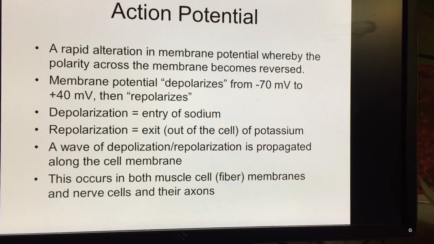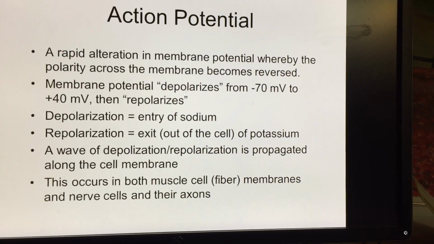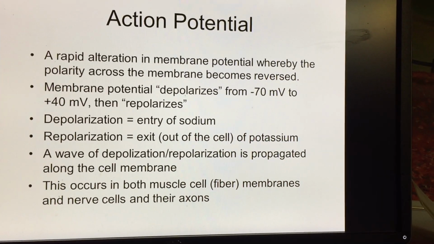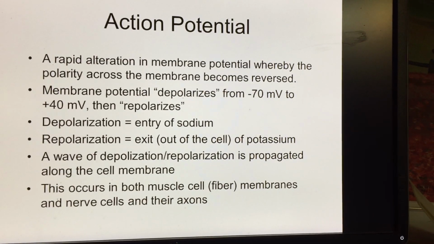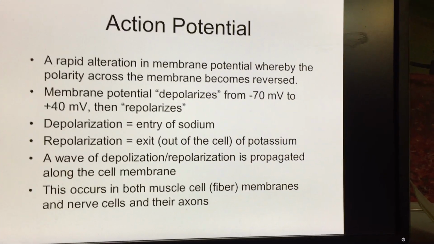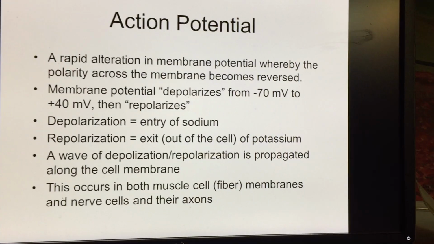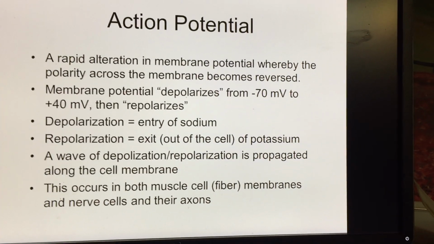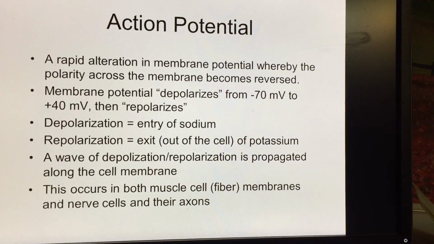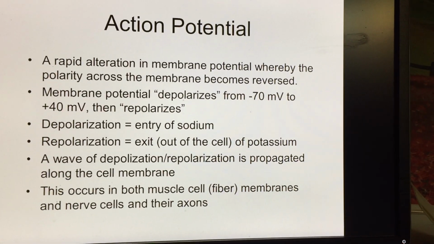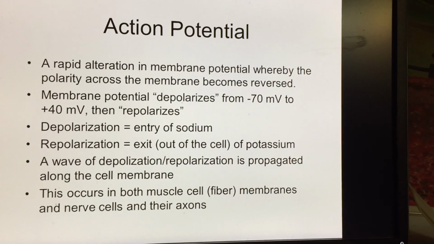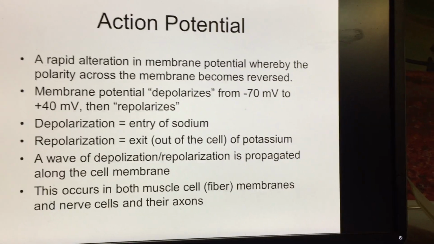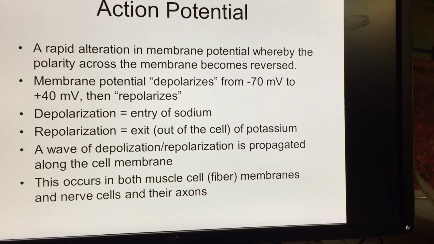This happens right down the muscle fiber membrane. So you have this depolarization, repolarization, or positive and negative charges that go down the muscle fiber membrane. And that's that electrical charge that's propagated down the membrane, and eventually that goes down the T tubule. And this depolarization and repolarization occurs in both the muscle fiber membrane, but also in the neuron and the axon.